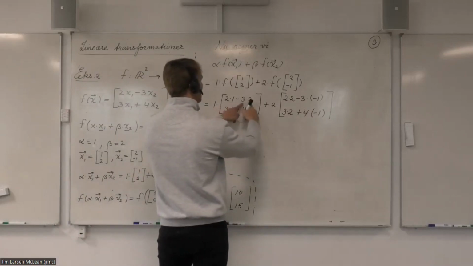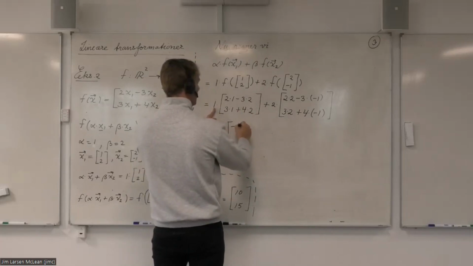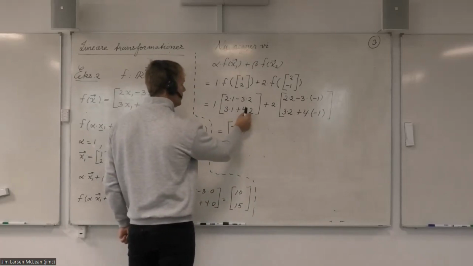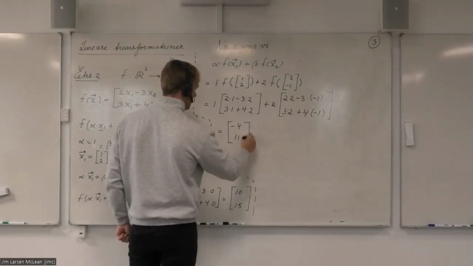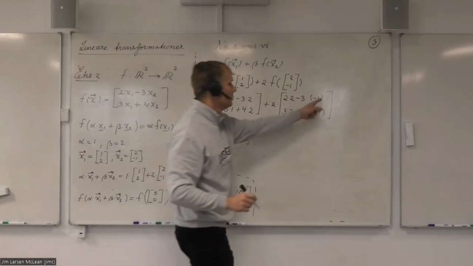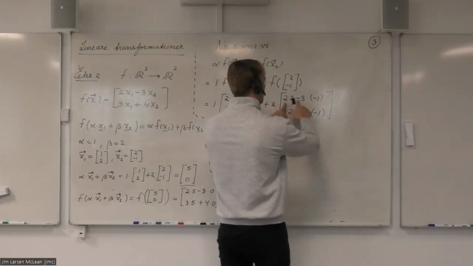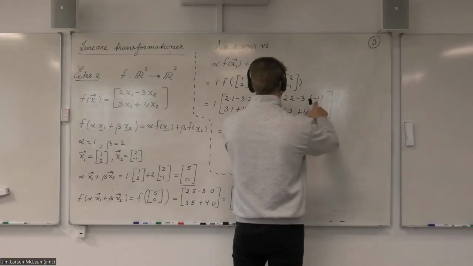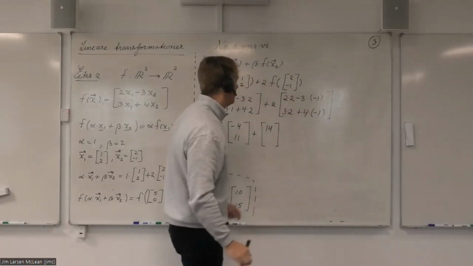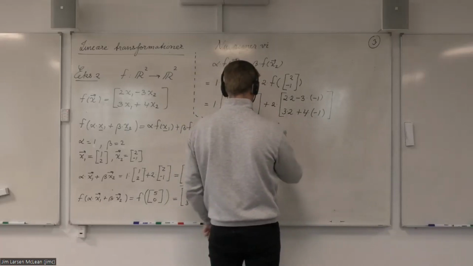2 minus 6, that is minus 4. Minus 4 times 1 is still minus 4. 3 plus 8 is 11. So this gives the vector negative 4 over 11. Now let's calculate this. 4 plus 3, that is 7 times 2. That is 14. And here is 6 minus 4. That's 2. And 2 times 2, that's 4.